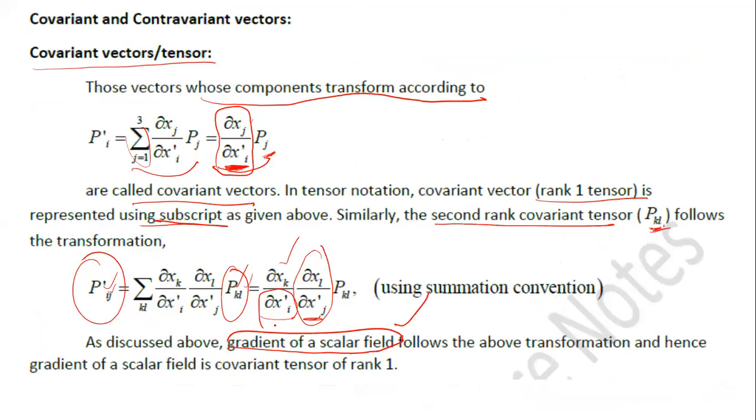Here also, if we have a covariant tensor involving two partial derivatives as the transformation coefficient, this is called a covariant tensor of rank 2. In this transformation coefficient, you see that the partial derivatives have the primed variables in the denominator.